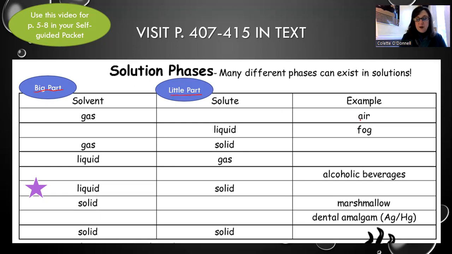So the first example we have here is air. And air, of course, is not just one gas, it's a mixture of many gases. The gas that's present in the biggest quantity is nitrogen. So we would say our solvent is nitrogen gas. And then we have other gases there too as our solutes, oxygen being second in line, but then a lot of other gases too in our air samples. So this is a gas-gas solution.